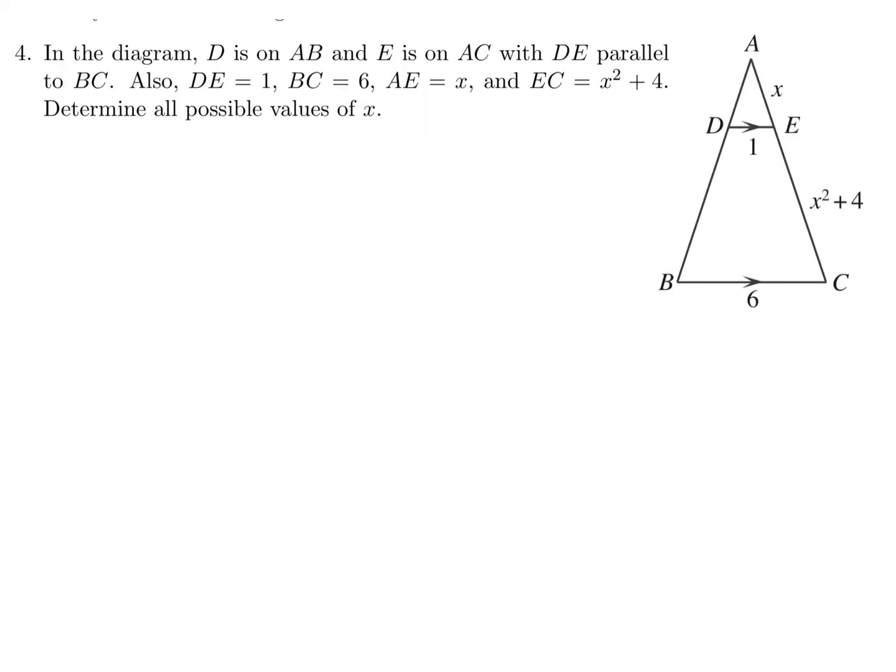In the diagram, D is on AB and E is on AC. And DE is parallel to BC. Also, DE is equal to 1, BC is 6, AE is x, and EC is x squared plus 4. Determine all possible values of x. We have a similar triangle situation. Triangle ADE is similar to triangle ABC. And that's pretty obvious in this question. All the angles are the same. So based on that, the ratio of the sides would be the same.